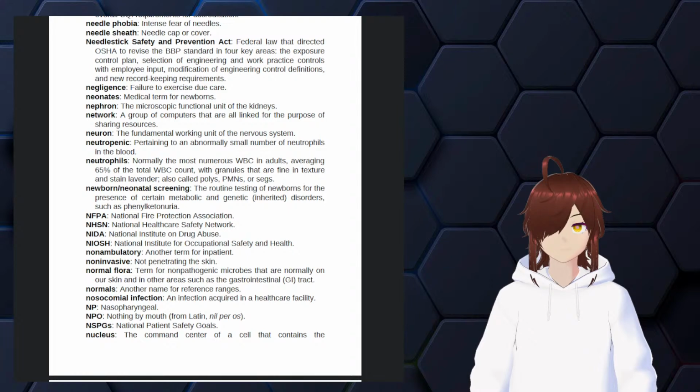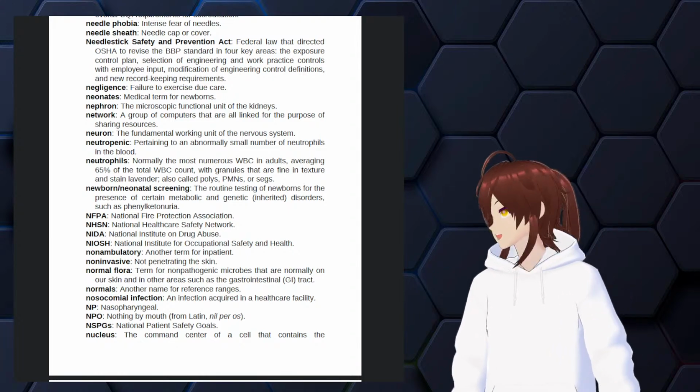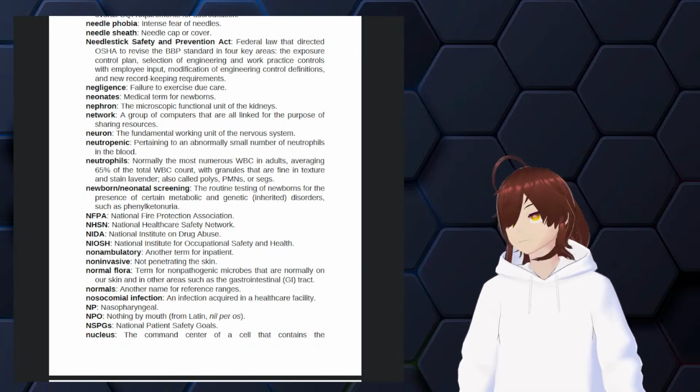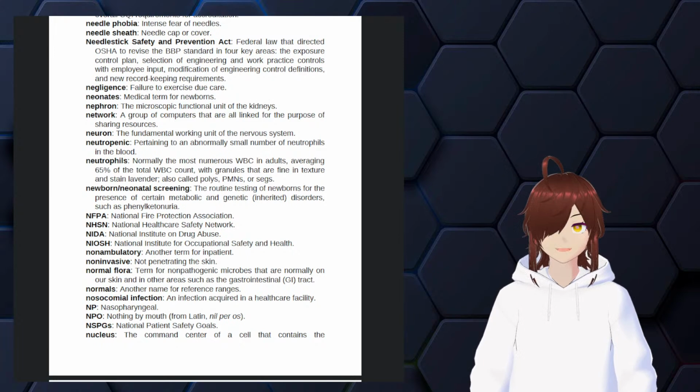Non-ambulatory, another term for inpatient. Non-invasive, not penetrating the skin. Normal flora, term for non-pathogenic microbes that are normally on our skin and in other areas such as the gastrointestinal, GI, tract. Normals, another name for reference ranges. Nosocomial infection, an infection acquired in a healthcare facility. NP, nasopharyngeal. NPO, nothing by mouth, from Latin, nil per os. NPSGs, National Patient Safety Goals.